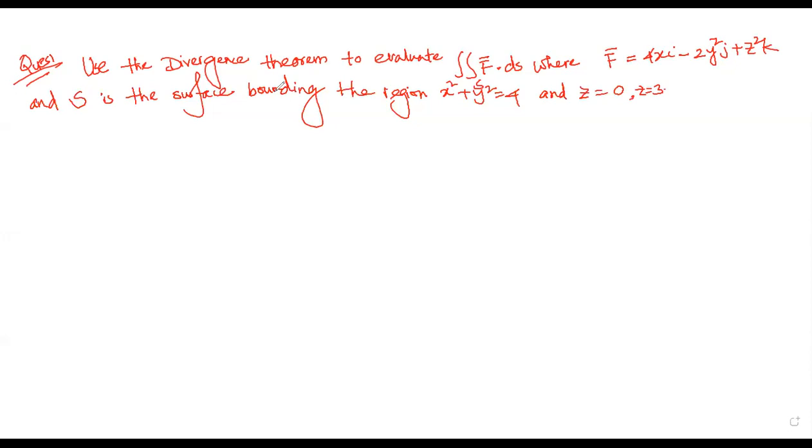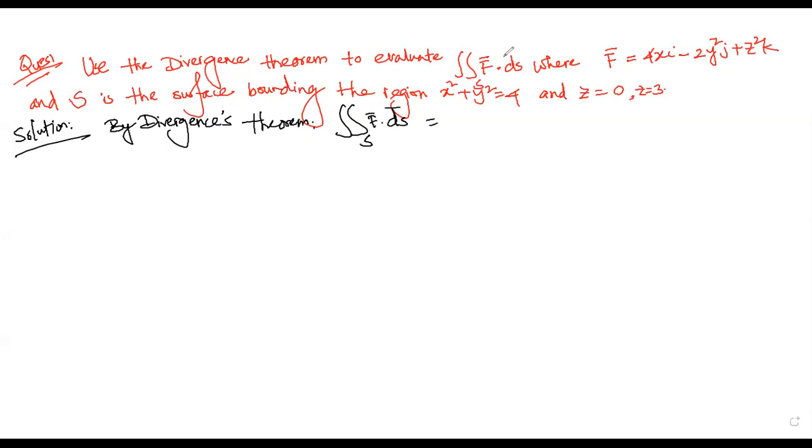So according to the divergence theorem, or Gauss theorem, we know that the surface integration, where ds is of course a vector, equals the volume integration of del dot f dv.